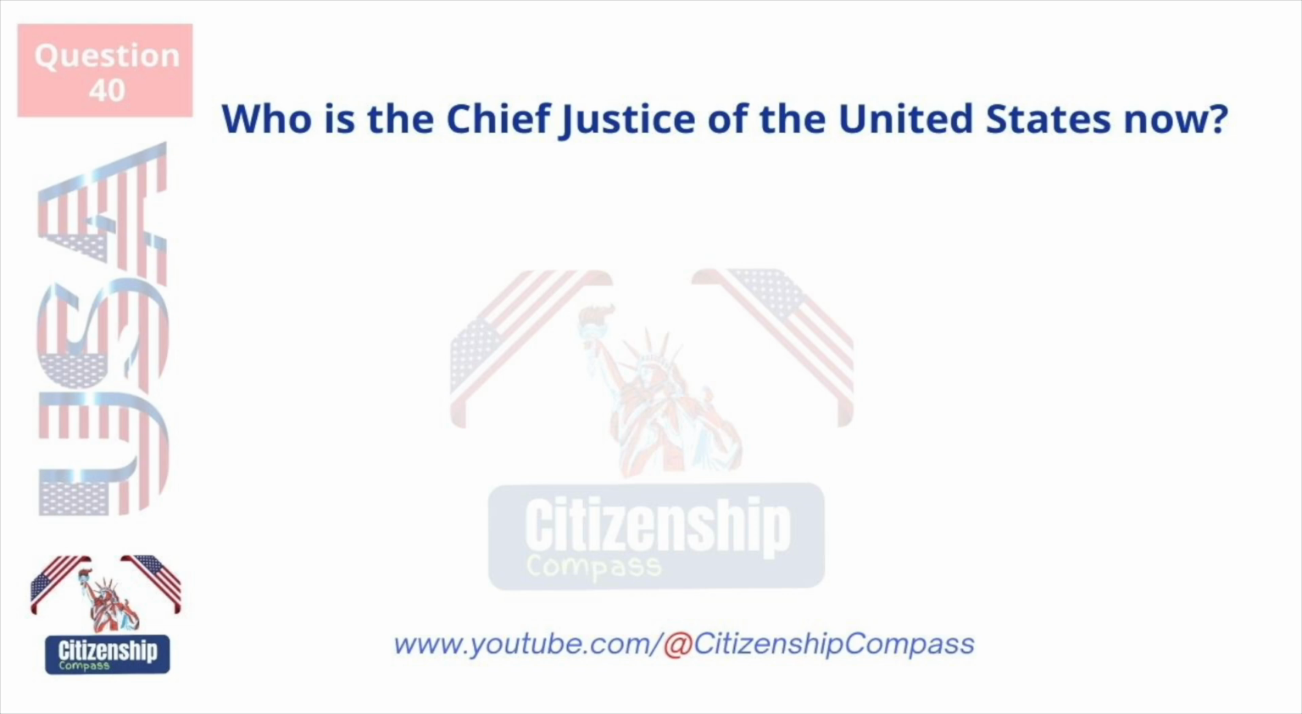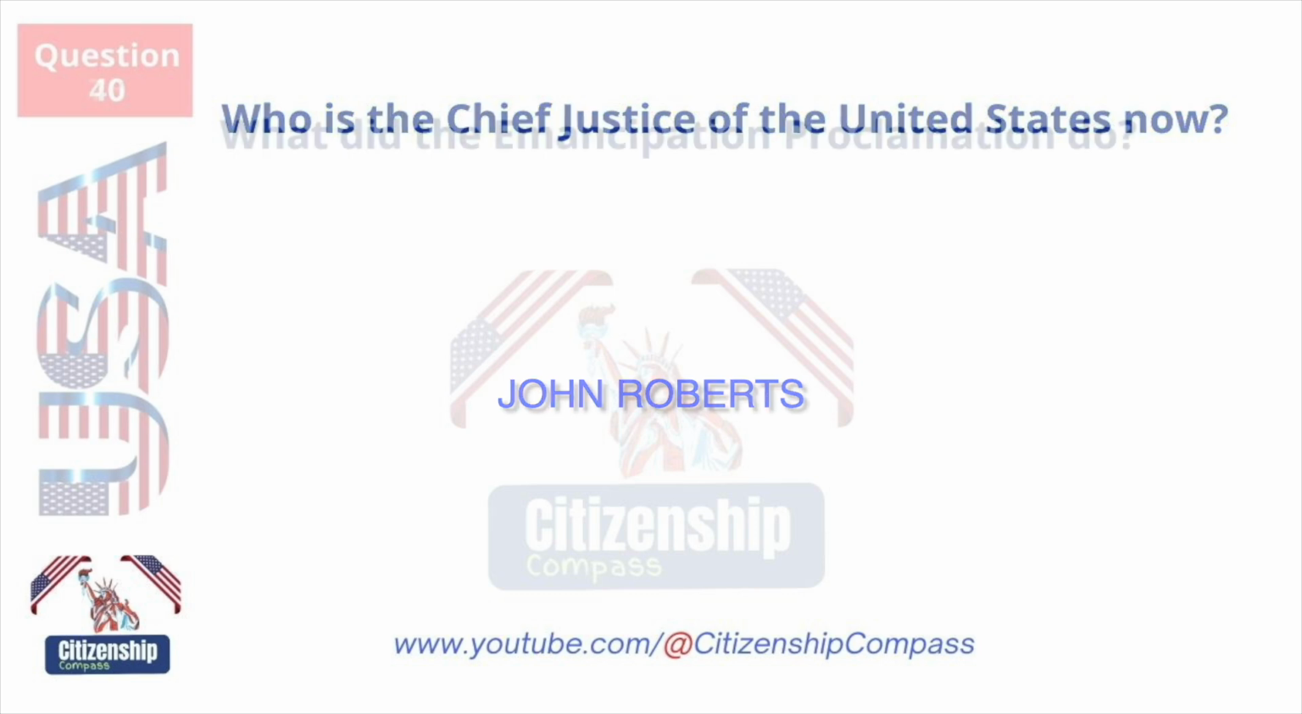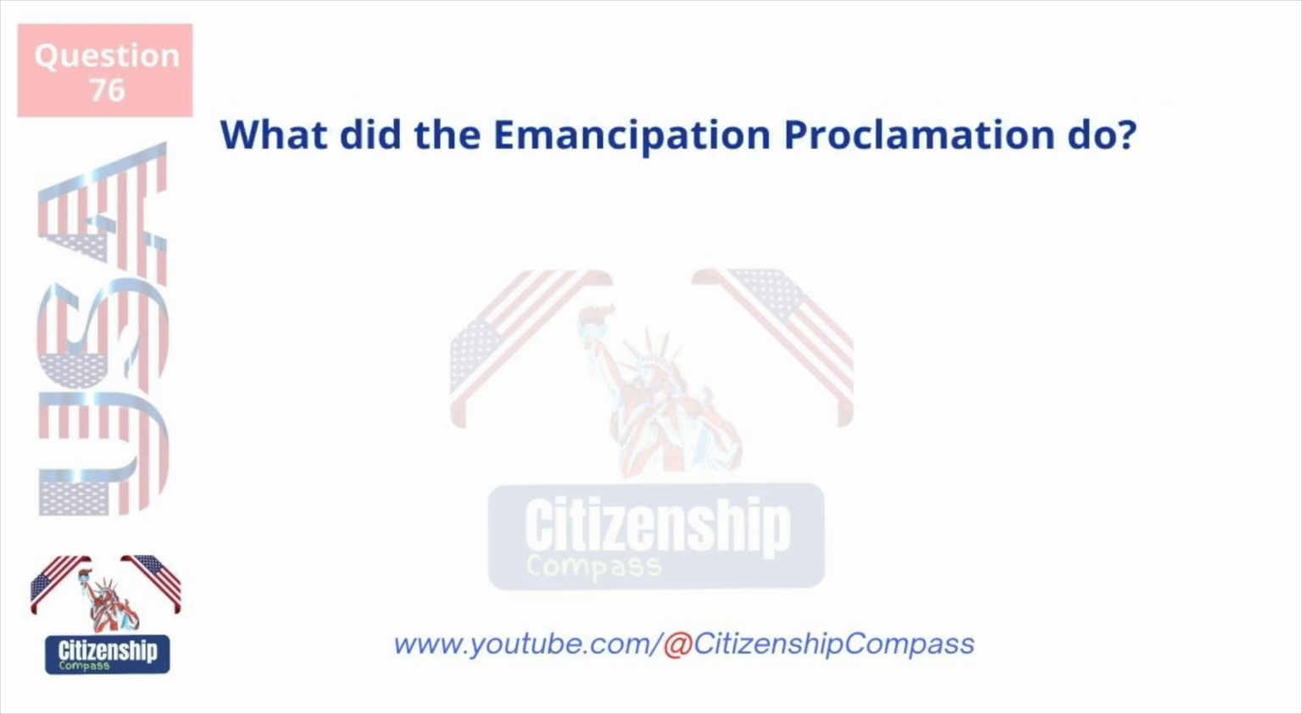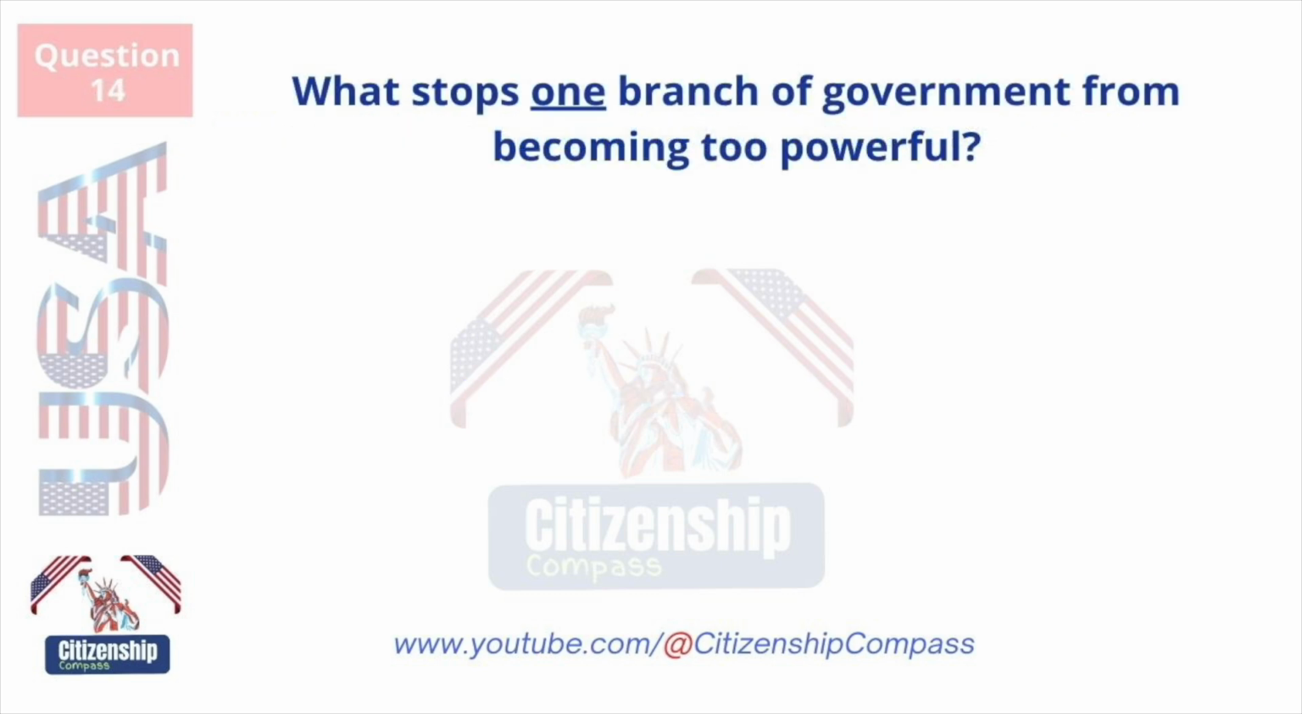Who is the Chief Justice of the United States now? John Roberts. What did the Emancipation Proclamation do? Freed the slaves. What stops one branch of government from becoming too powerful? Checks and balances.